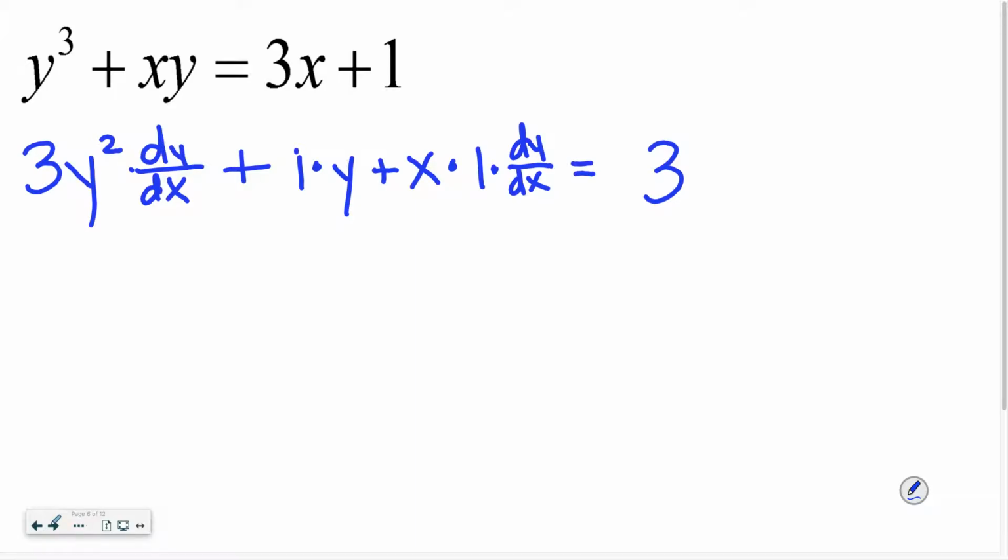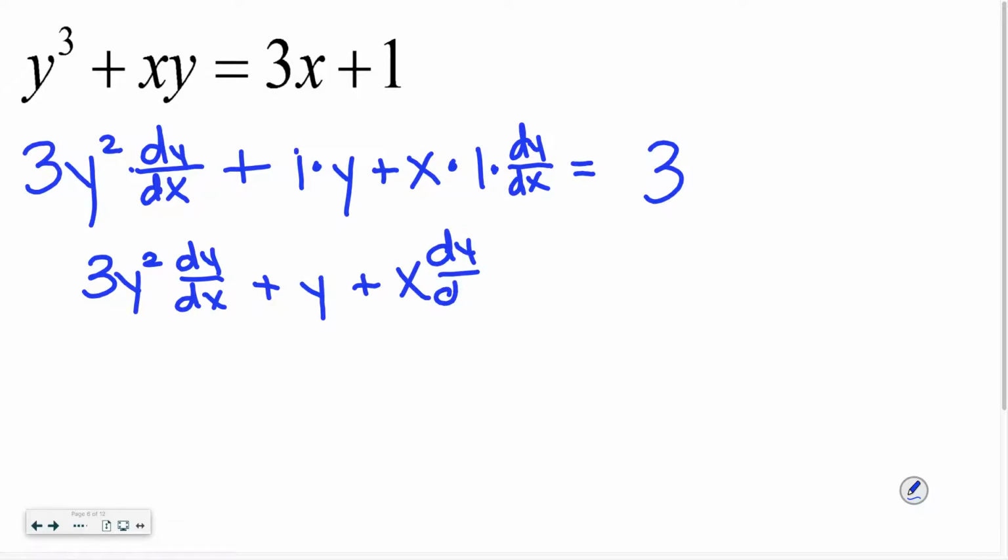Okay. Wait, so you only need the dy/dx when your derivative has a non-x. Yes. So if I threw a z in there, you would need dz/dx. Okay, so right now we have 3y squared dy/dx plus y plus x dy/dx equals 3, okay?